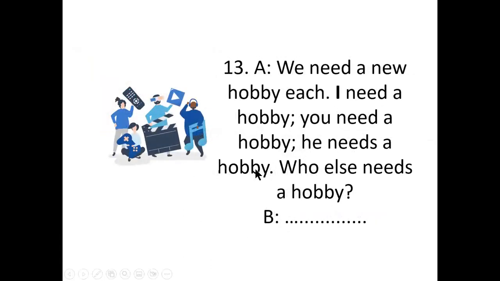Now, dialogue 13A. We need, plural subject, we need a new hobby each. I need a hobby. Just like plural we, I is also considered as plural. I need a hobby. You need a hobby. But he needs, singular, he needs a hobby. Who else needs a hobby? She needs a hobby. And we need a hobby. I need a hobby. You need a hobby. They need a hobby. But David needs a hobby.